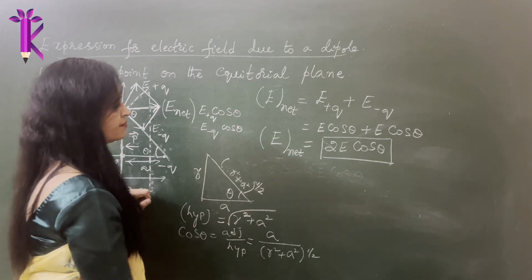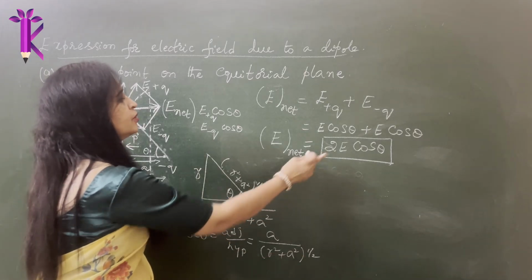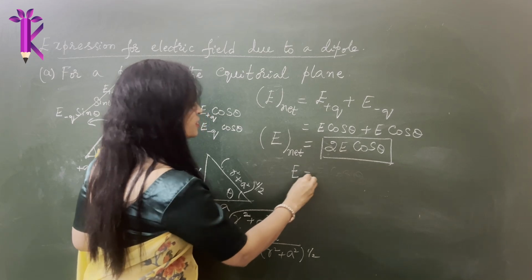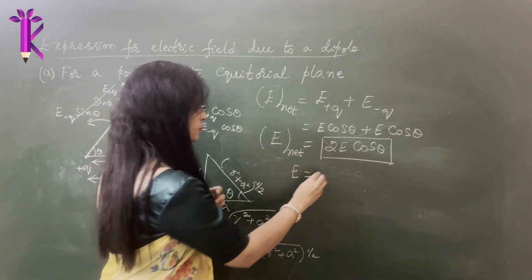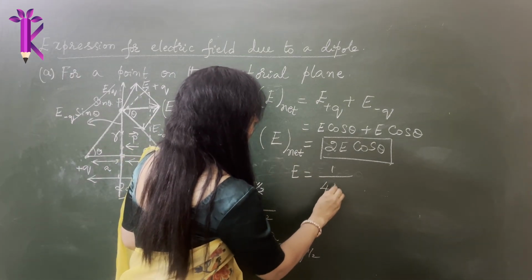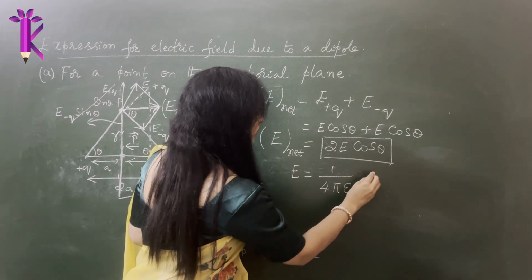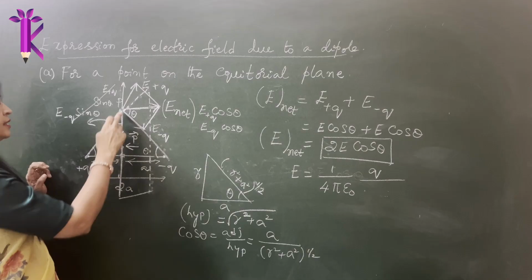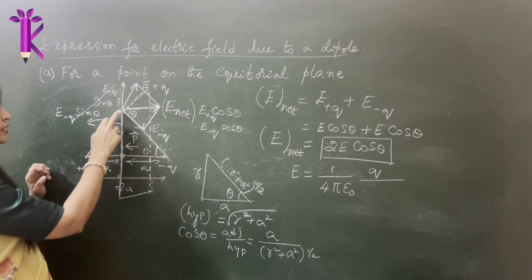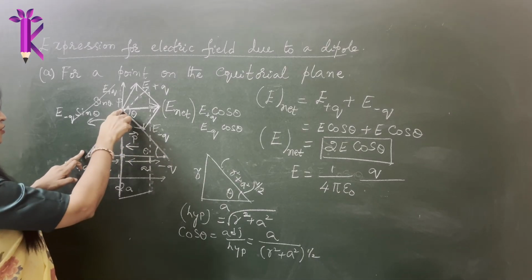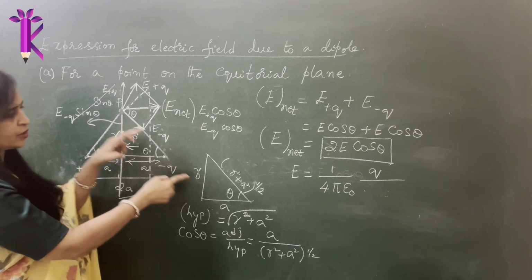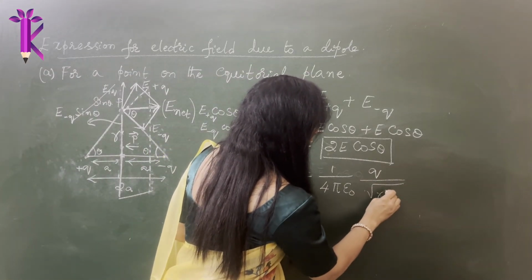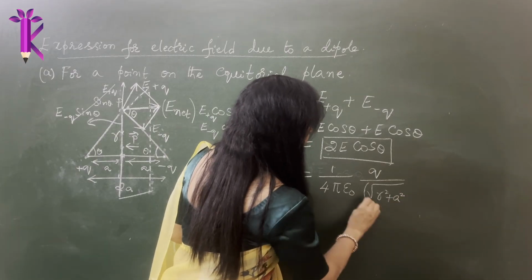So we calculated the value of cos theta. We need to write the value of E. What is the value of E? Let's calculate that as well. So E is equal to 1 by 4 pi epsilon naught into Q divided by, what is the distance of separation between the point to these two? You have to calculate this distance, which is nothing but the hypotenuse. What is the hypotenuse? Hypotenuse is square root of R square plus A square, the whole square.